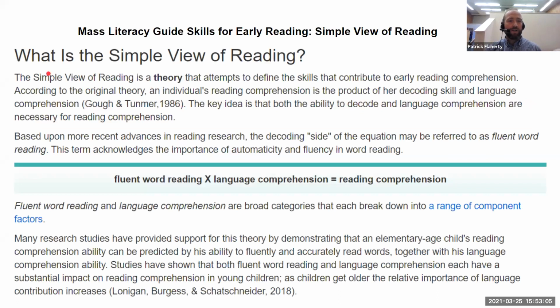So this just gives a little more on the simple view of reading. I remember I think, I have to be honest, I think I had heard simple view of reading, that term thrown around in team meetings, but I really didn't understand it until I took that course through DESE with Leandra and Melissa Orkin. The idea that it's a multiplication problem, right? If one is 0, then the whole thing is 0, right? So we have to have fluent word reading and language comprehension to get to that ultimate goal of comprehension.